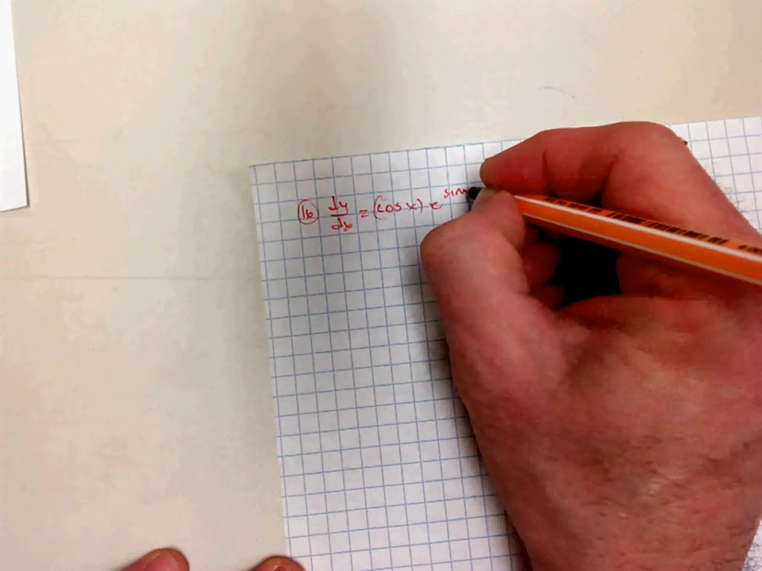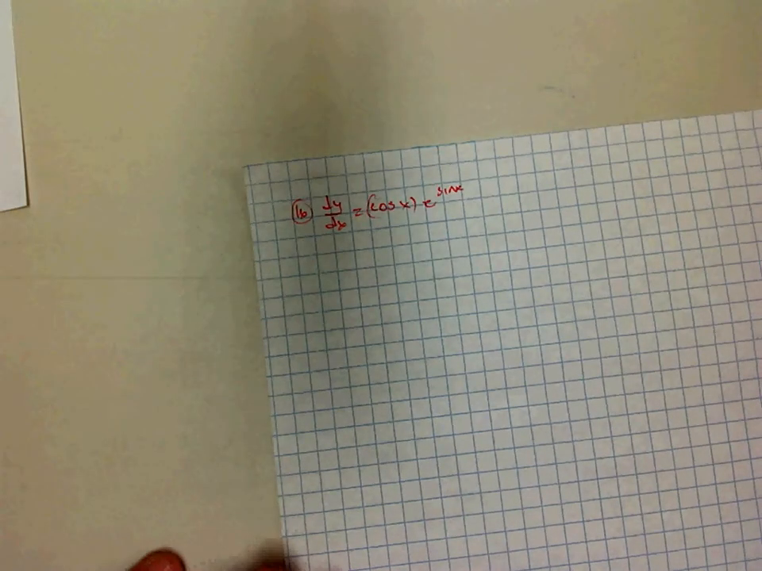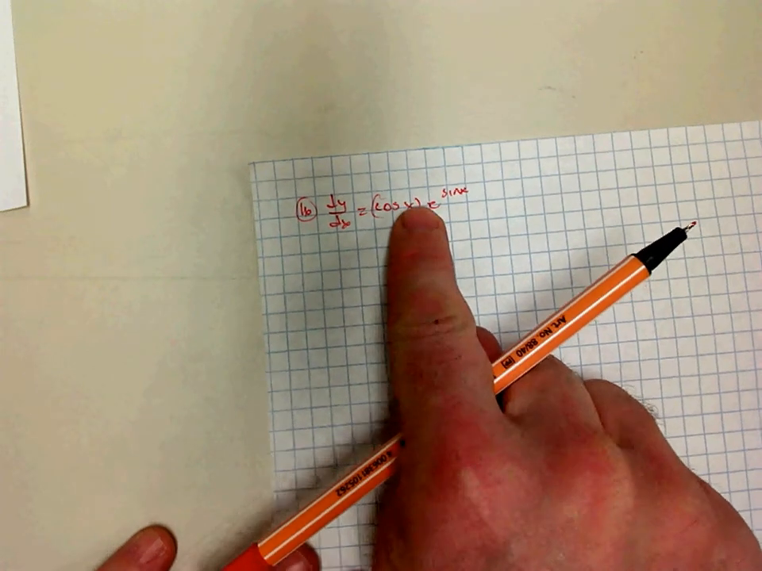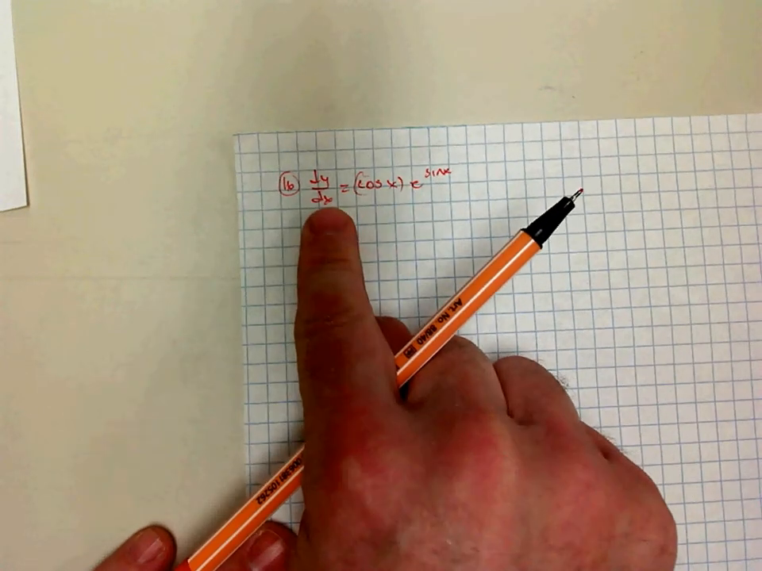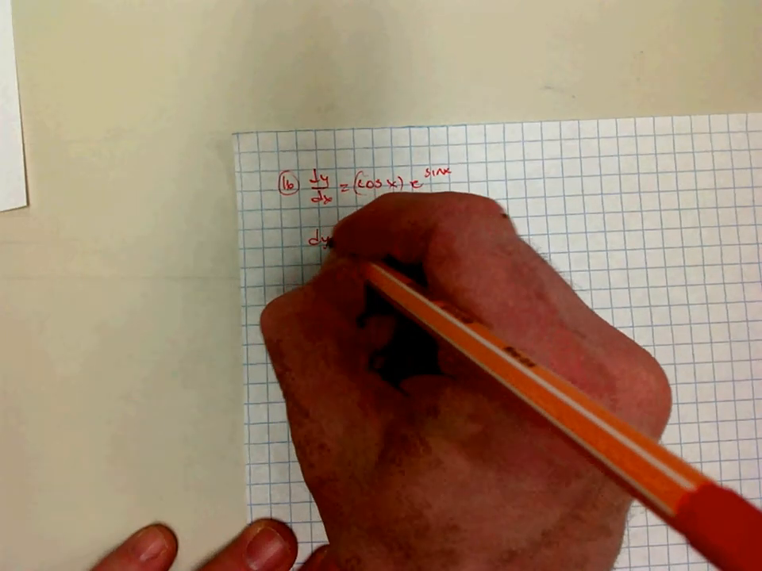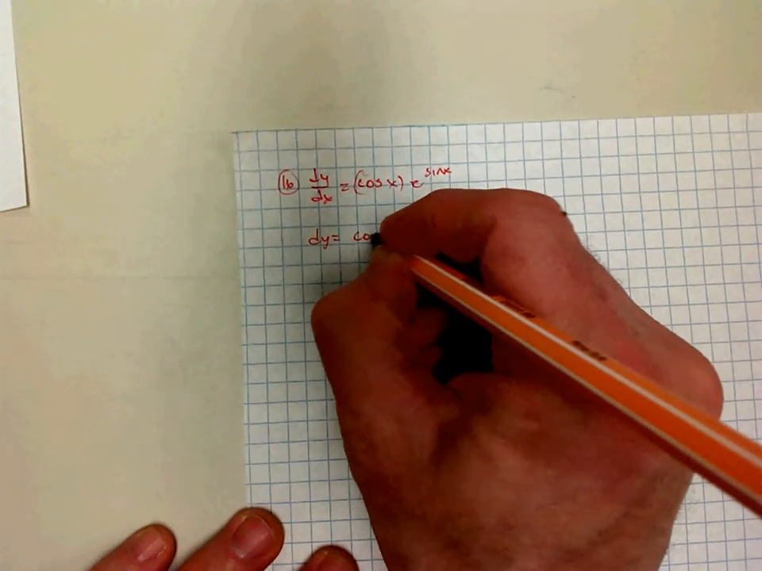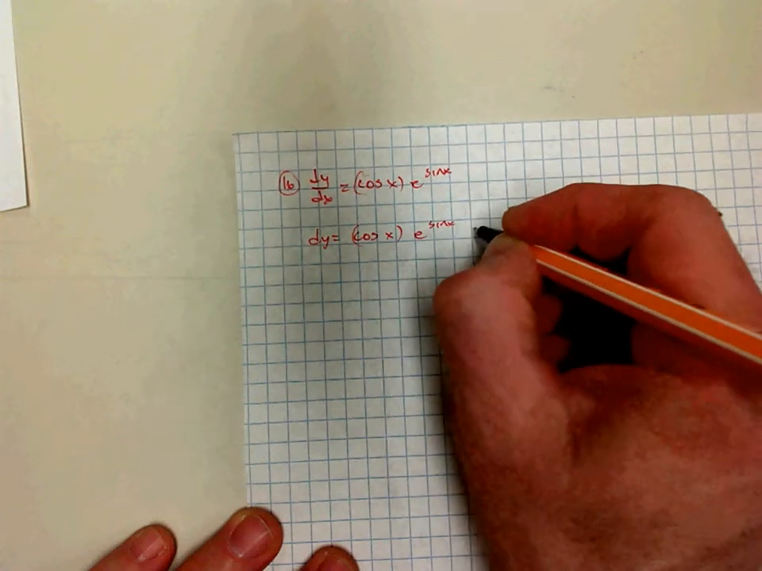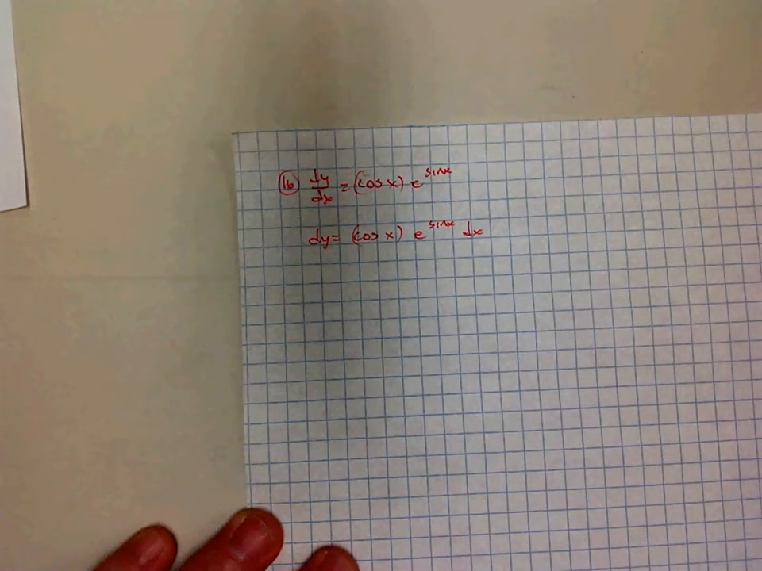Well, this one's not so bad because I only see x's over here. I don't see any y's. All I see is dx over here. All I need to do is multiply both sides by dx, and this will be dy equals the cosine of x e to the sine of x times dx. We can integrate both of these.